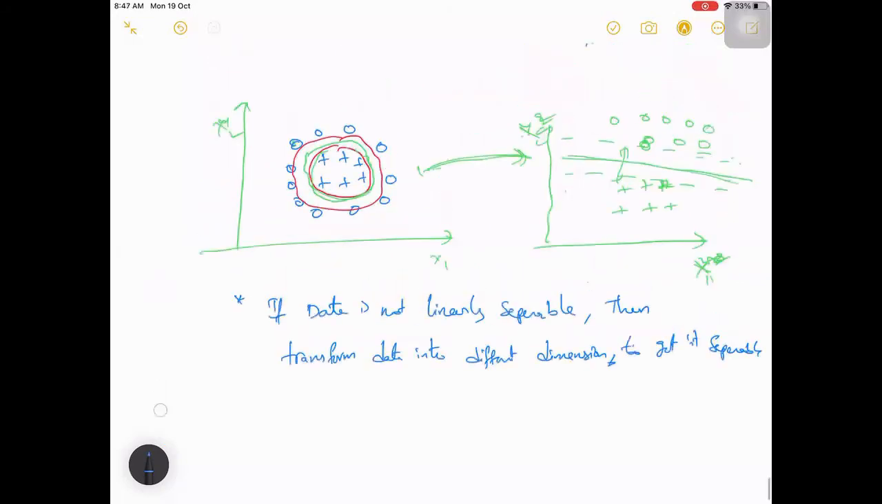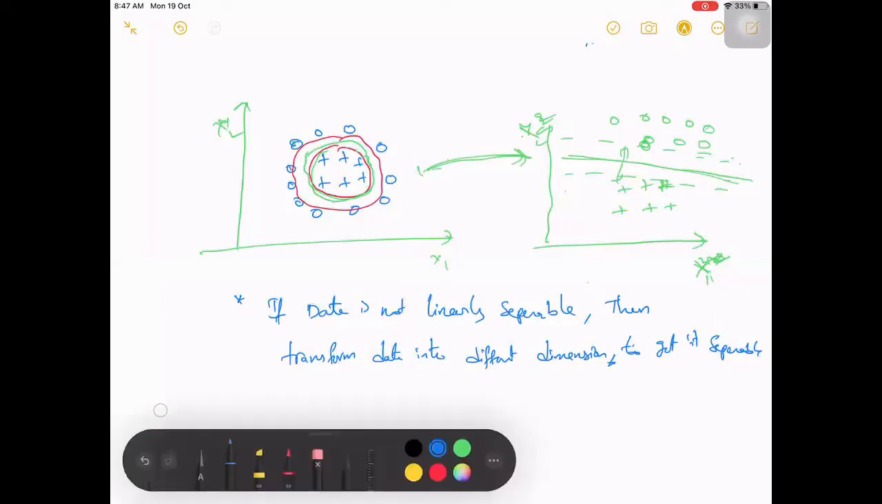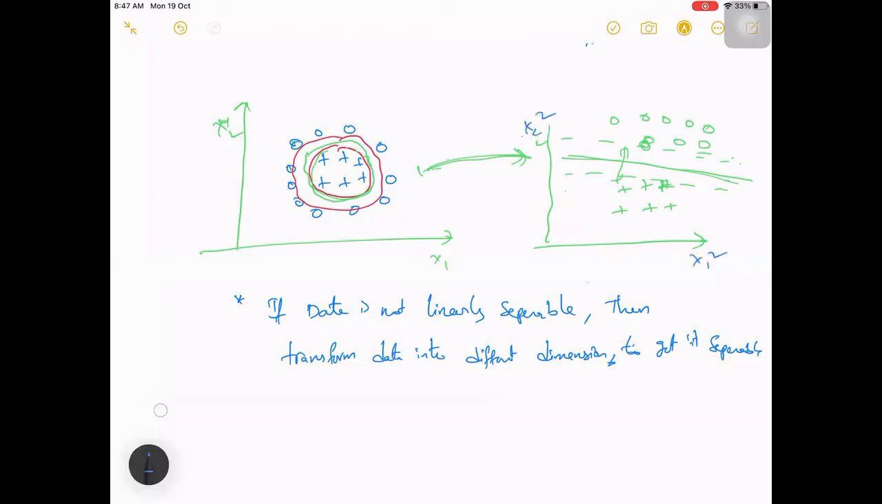Okay, so this is what will happen here. If instead of x1, x2, you represent it in the axes of x1 square, x2 square, then what you have is a kind of linearly separable data, right? So that's what we'll do. We call this kind of method, where you transform your data from one kind of dimension to another dimension, kernels.